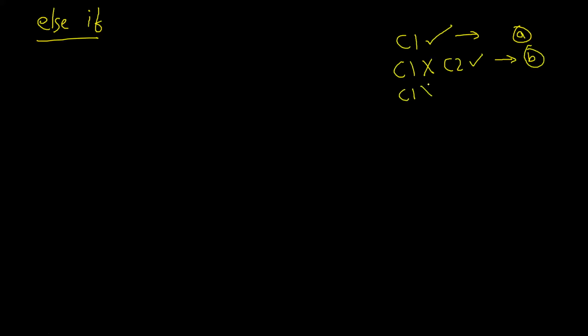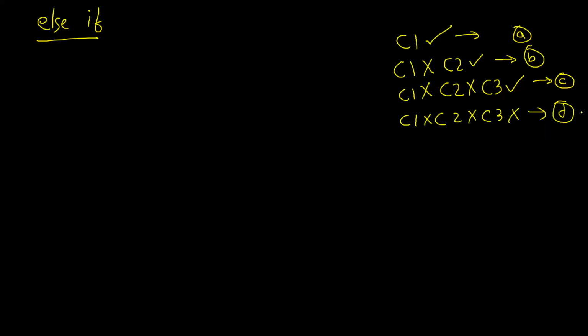Now C1 didn't work, like C1 is also false, C2 is also false, and C3 is true. At that time, you want some other lines of code to run, right? As I said, this can go up to infinity. But if at all nothing is true, in that case you want some other lines of code to run, right? So this will be a real life scenario, correct? Correct, guys.